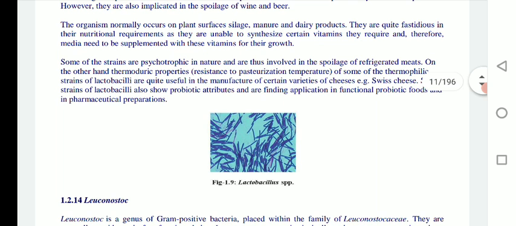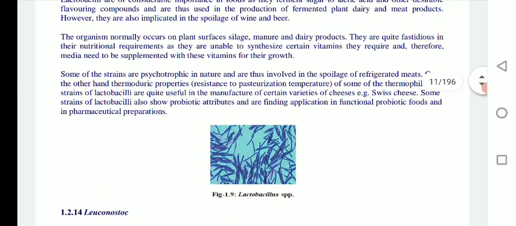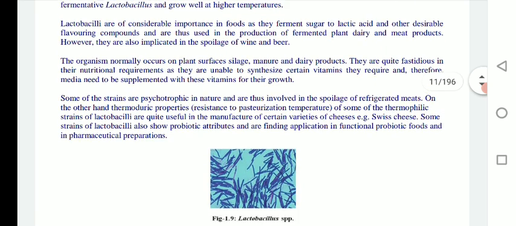These organisms normally occur in plant surfaces, silage, manure and dairy products. They are quite fastidious in their nutritional requirements, as they are unable to synthesize certain vitamins they require, and therefore media need to be supplemented with these vitamins for their growth. So these are growth conditions that are important for lactobacillus or lactic acid bacteria.